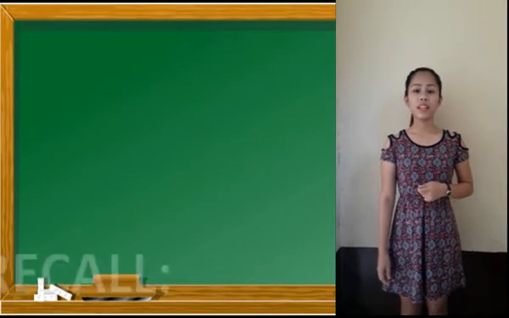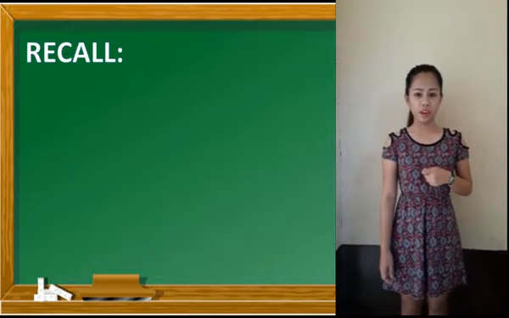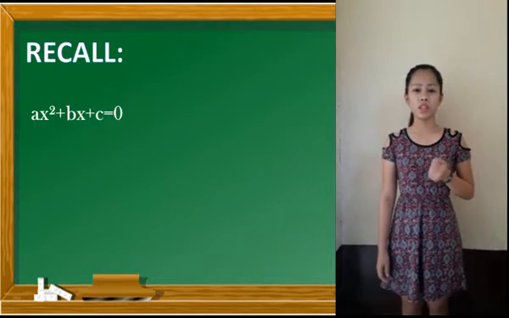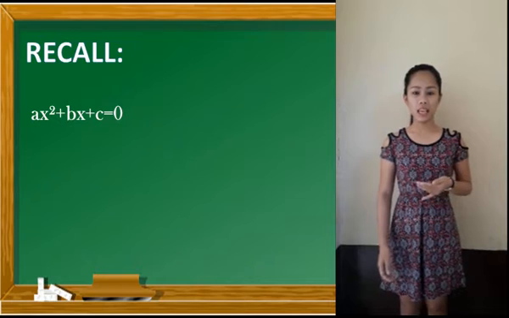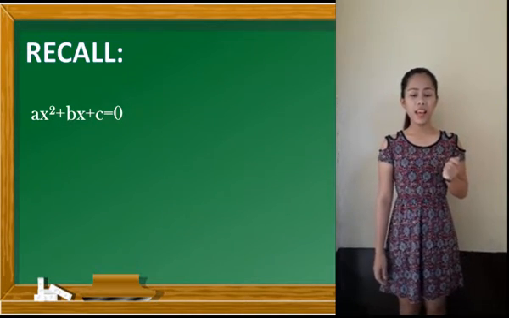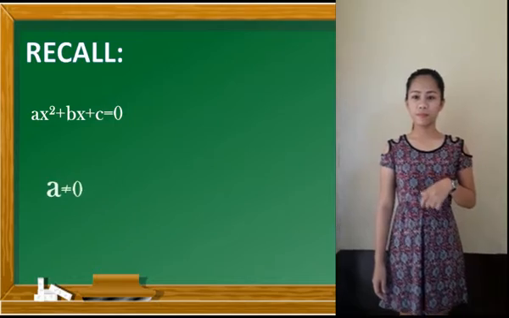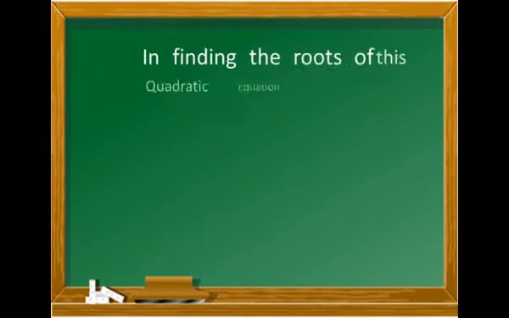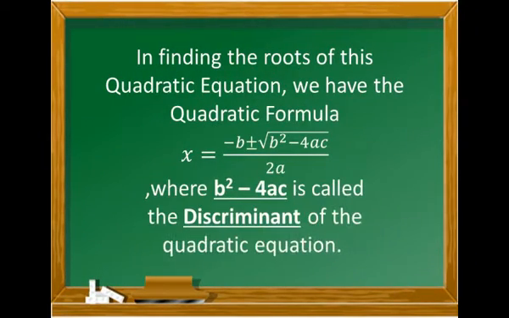Let's recall that a quadratic equation is in the form of ax squared plus bx plus c equals 0, where a, b, and c are real numbers and a shouldn't be equal to 0. In finding the roots of this quadratic equation, we have the quadratic formula x equals negative b plus or minus the square root of b squared minus 4ac all over 2a, where b squared minus 4ac is called the discriminant of the quadratic equation.